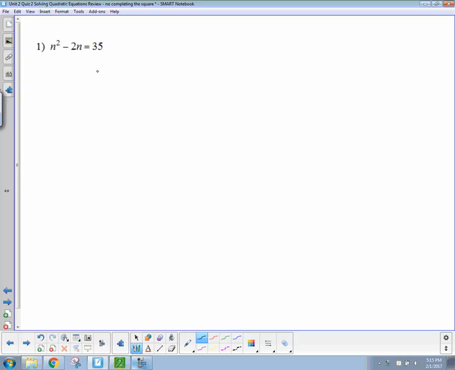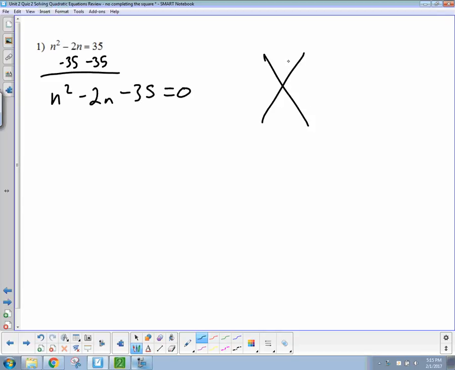Right now we got to make this thing equal 0, so I'm going to subtract 35 from both sides. n squared minus 2n minus 35 equals 0. I'm going to use my x, so negative 35 on top, negative 2 on the bottom. What two numbers? I'm thinking negative 7 and 5. That adds up to negative 2, multiply to get negative 35. Do your parentheses.